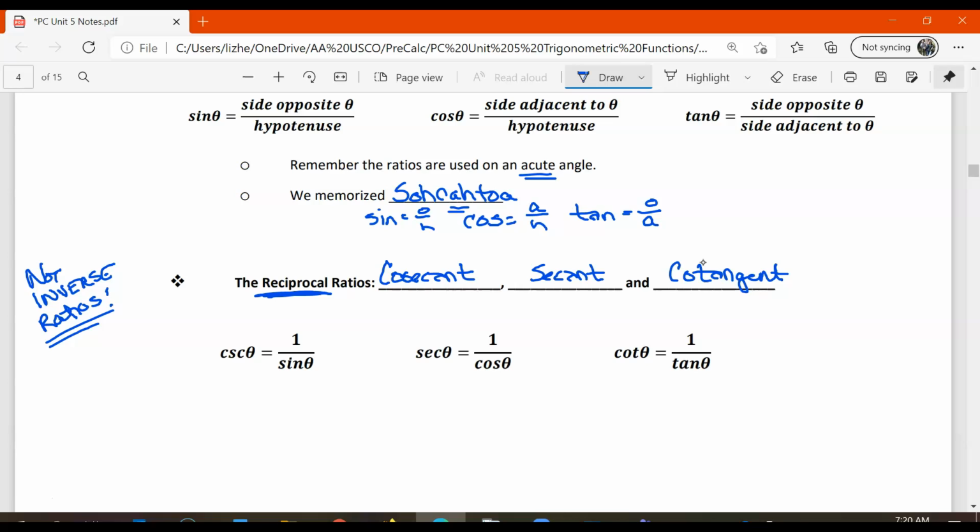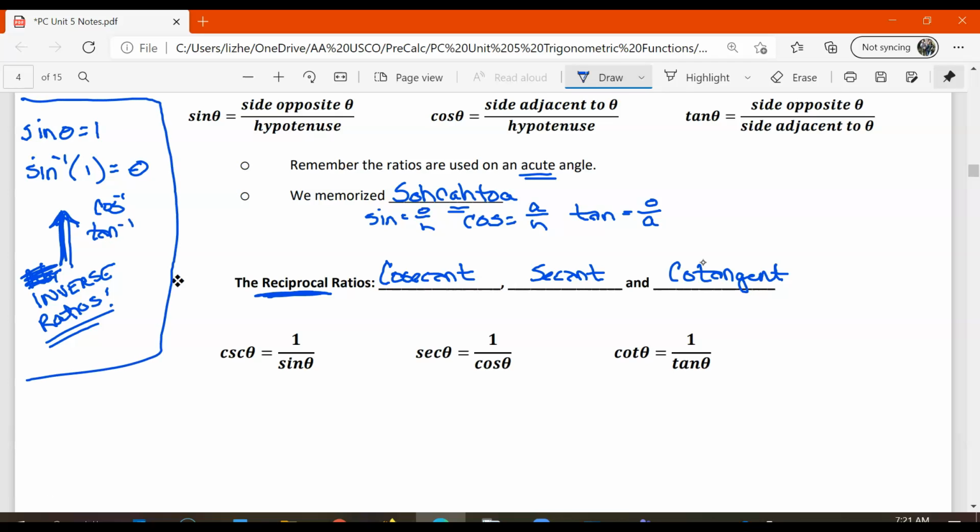Inverse, remember the inverse, let's go back up here. The inverse of sine, like if I have sine theta equals 1, then we would say the inverse sine of 1 is theta. The inverse is how we find that angle measure. All right? So inverse ratios are here. We have cosine inverse, and we have tangent inverse. So these are inverse. They are different than reciprocals.